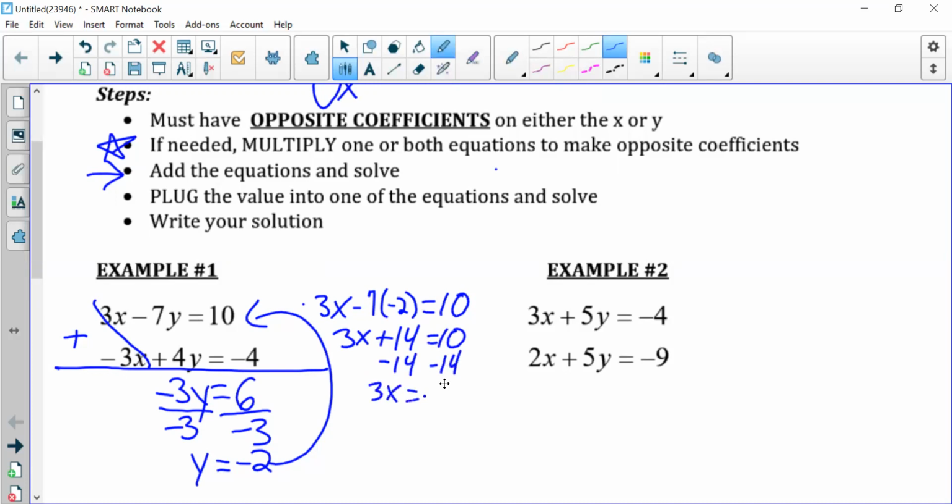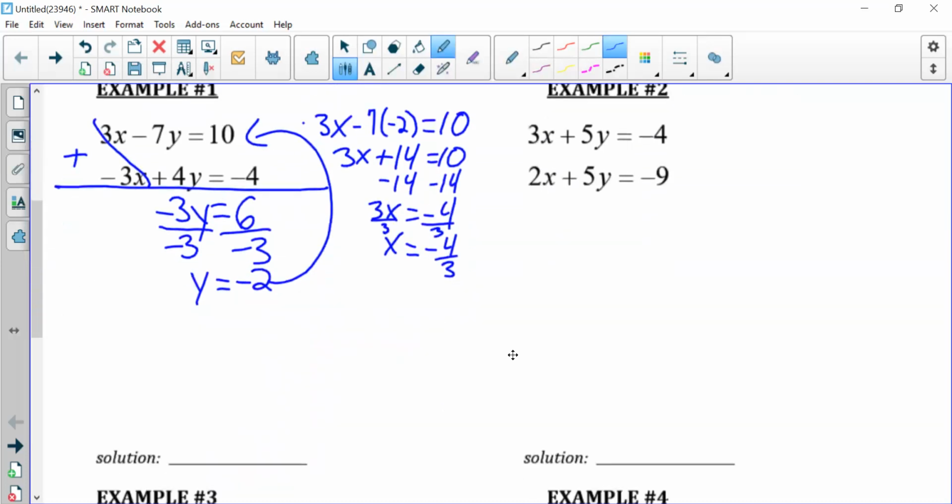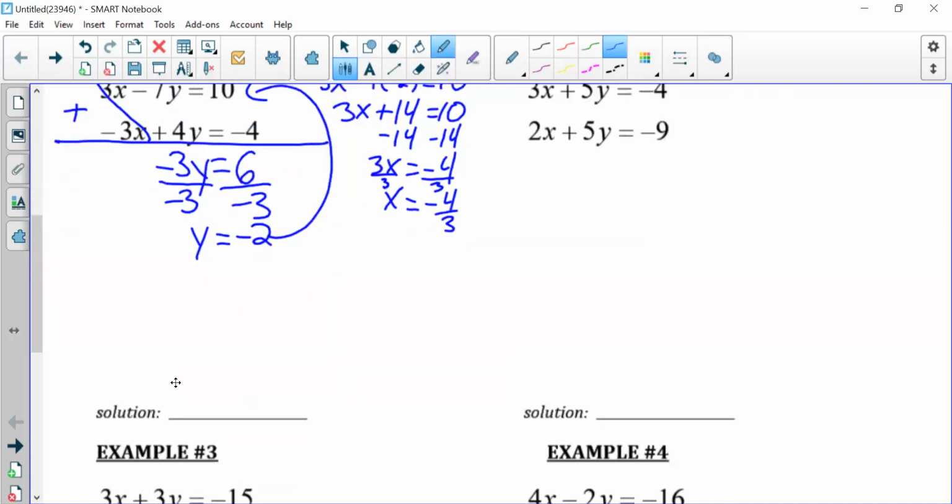3x equals negative 4. So for x, divide both sides by 3, guys. So x equals negative 4 thirds. Remembering what we've been saying all along, the solution to a system of equations is a point, it's a coordinate. So we don't just want to say x equals, y equals, we actually want to put this as a coordinate. So our x coordinate is negative 4 thirds, and our y is negative 2.